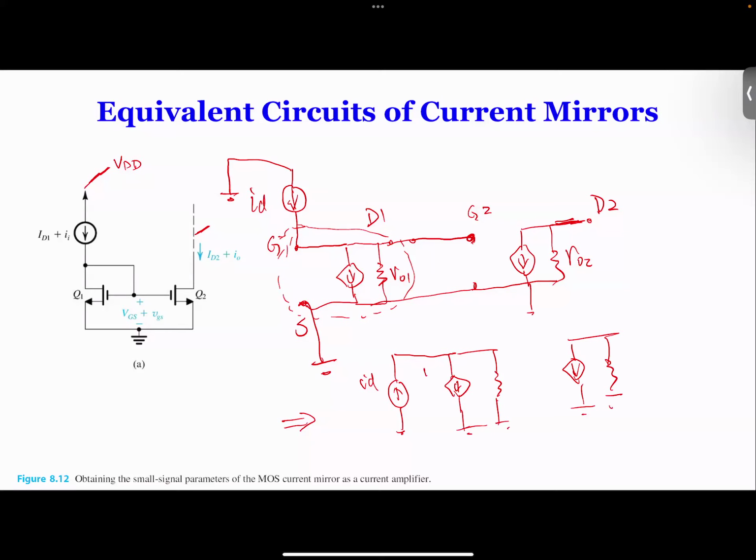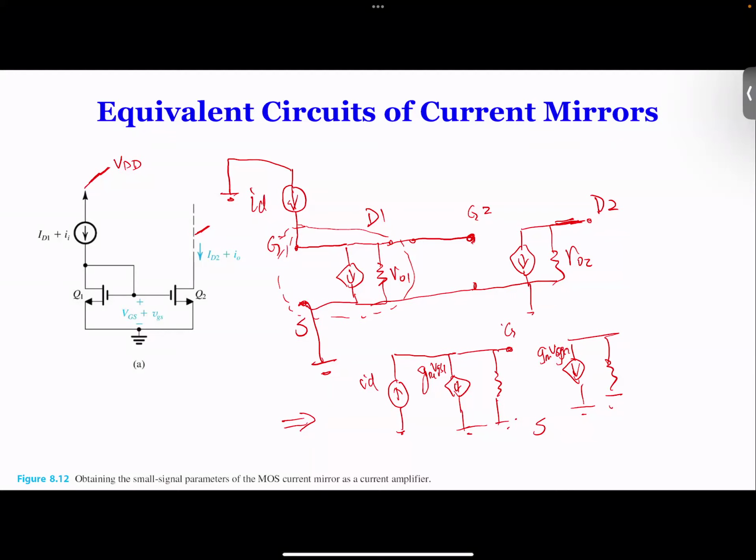So this is ID, and this is going to be our gm times VGS1, and then this is going to be gm times VGS2, and this is our G, and this is our S. Okay, so you see, we did nothing here except that we moved the ID instead of hovering on top. We simply move it, because that ground and this ground can be connected, right? So we'll simply move here. So we got ID, we got this one, we got this one, and from here to here is our VGS.